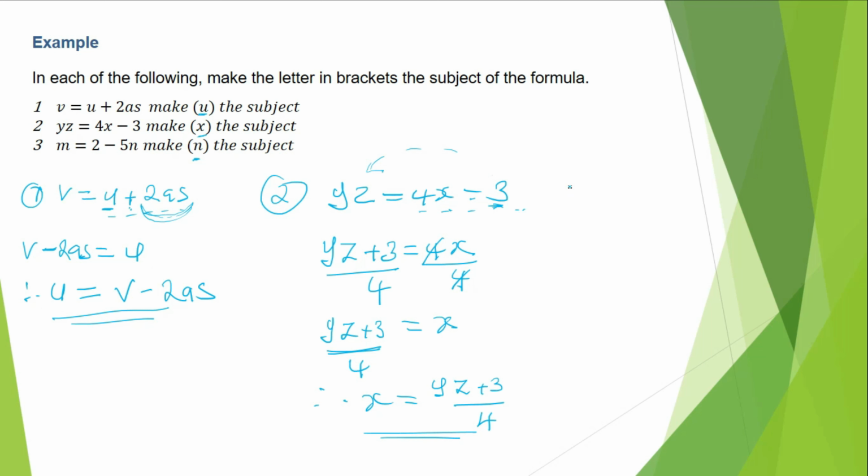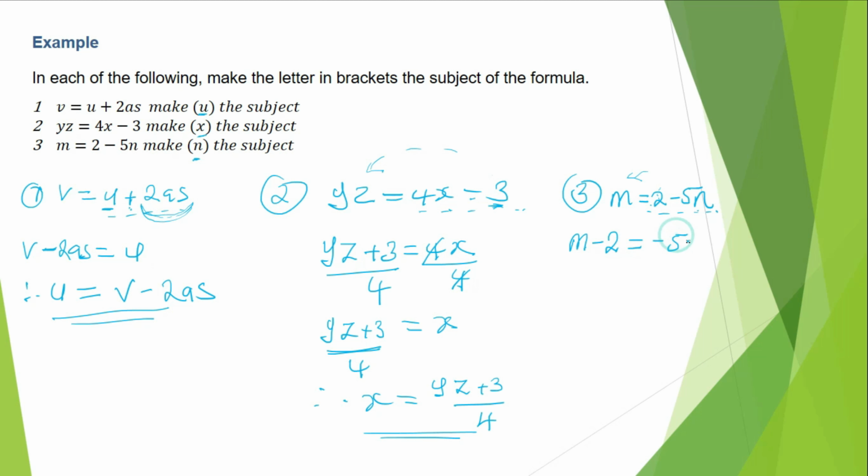Let us look at the last question, question 3. We have m is equal to 2 minus 5n. Now we've been told to make n the subject. Again, check this side. This number here doesn't have n, so you have to take it to the other side. So it will be m minus, because it's positive. Any number, if it has not been given any sign, it means that it's positive. So if it crosses the equal sign to the left side, it's going to be negative 2 is equal to negative 5n.